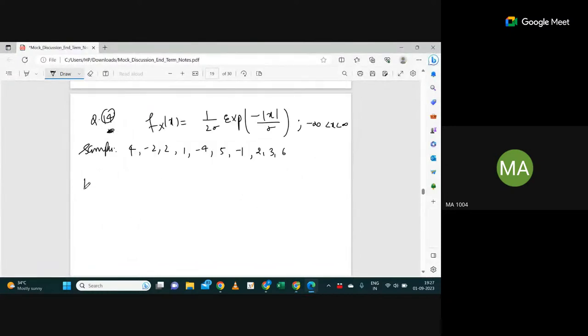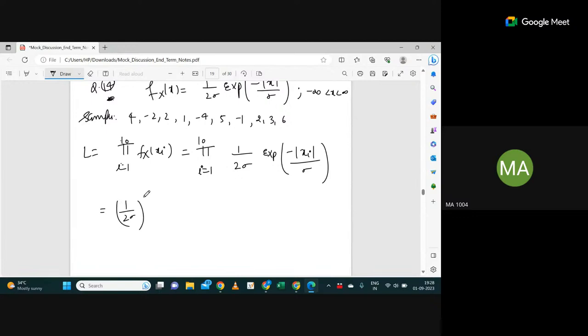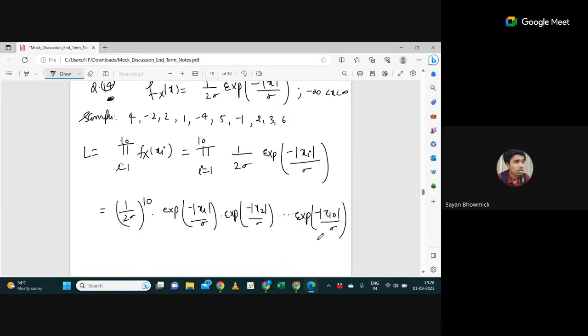So we have to take L equal to the product over i equal to 1 to 10, because we have been given 10 samples, correct? So it will be the product over i equal to 1 to 10 of 1 by 2 sigma times exponential of minus mod of xi divided by sigma. Now I can write 1 by 2 sigma raised to the power 10, because we are multiplying these terms 10 times, right? Into exponential of minus mod of x1 by sigma, into exponential of minus mod of x2 by sigma, and so on, up to exponential of minus mod of x10 by sigma. Yes or no? Correct? Yes, sir.